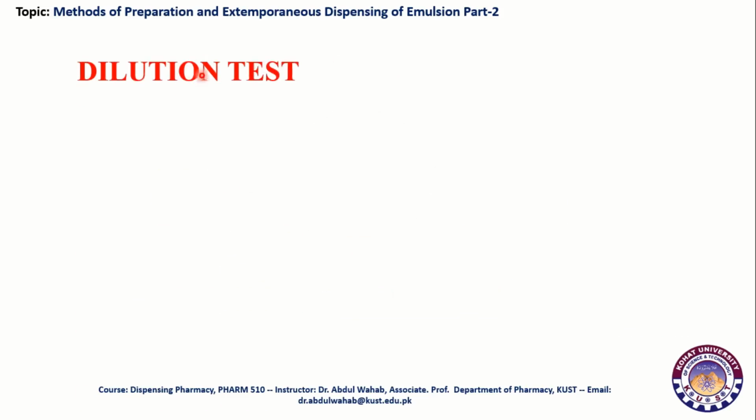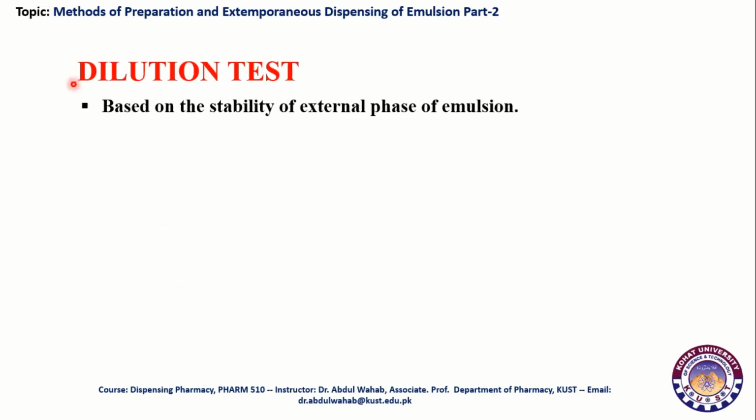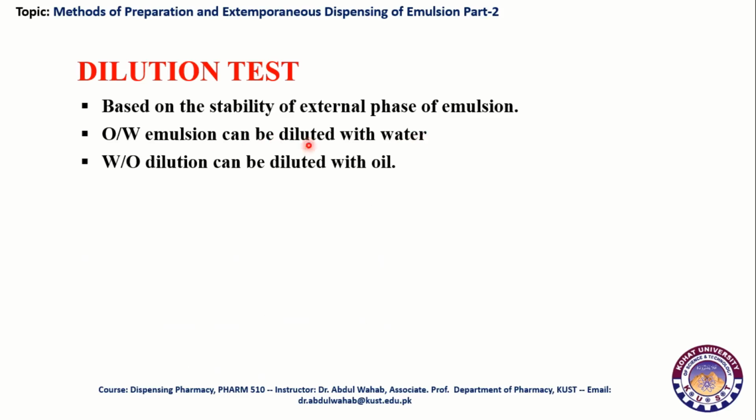The first one is the dilution test, based on the stability of the external phase of the emulsion. As we have discussed in our previous lecture, there are two phases in an emulsion. One is the external phase and the other one is the internal phase. So based on the stability of the external phase of the emulsion, oil in water emulsion can be diluted with water. Water in oil emulsion can be diluted with oil.